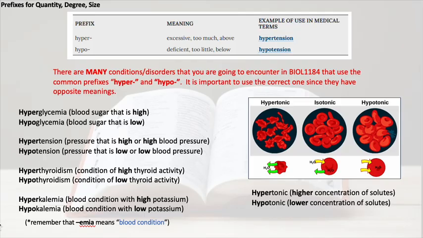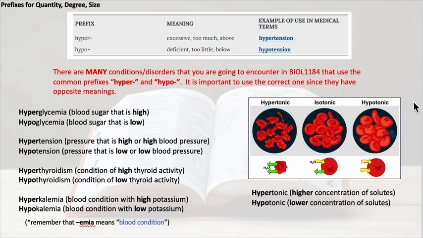And finally, hyperkalemia and hypokalemia. These are blood conditions. Now we know the suffix emia refers to blood condition. We have our prefix hyper, and then the kal is referring to potassium. A way that I like to remember that is potassium as an element is K+, like on the periodic table. So hyperkalemia is referring to a blood condition with high potassium. If there's high potassium in the blood, this would be a medical emergency and needs to be treated. And hypokalemia, on the opposite end, is a blood condition with low potassium.